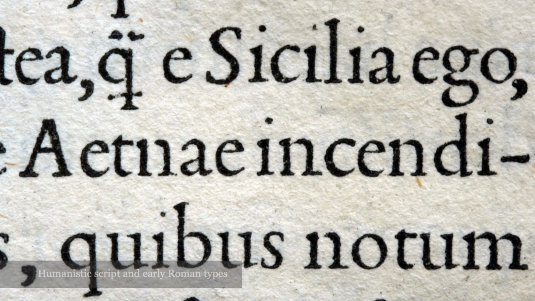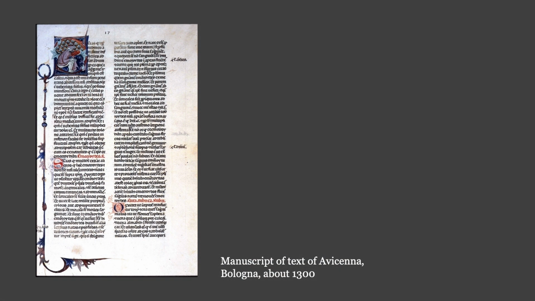We're going to look at two things. One is the Humanistic script and the Roman types, as we call them, which were based on it. First of all, Gothic of the late Middle Ages.